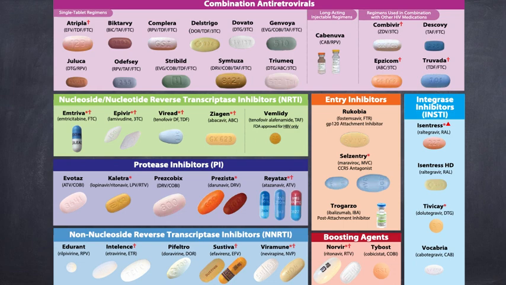Okay, so these are the current HIV meds. I'm not gonna name them all, but I will tell you that some of these pills are once a day. Most of them are once a day. Some of them are longer lasting injections, which is once a month. And some of them are a combination of both.